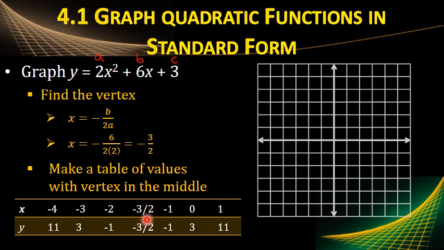Notice the center of my table, I have negative 3 over 2. And I pick some numbers on both sides, and I plug them into my equation up here to get the y values. I use my calculator to make the table. Graph the points. Notice I have at least 5 points. Draw a parabola through the points. And there's your graph.